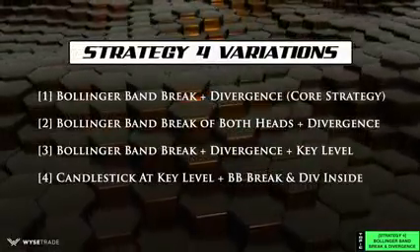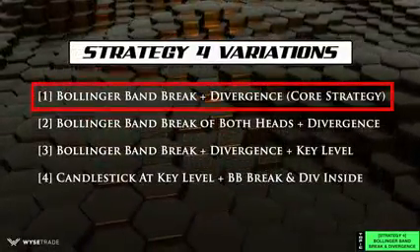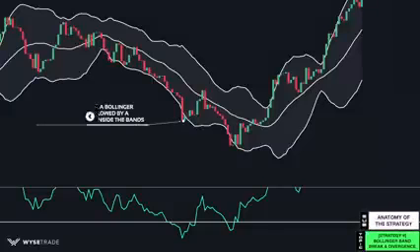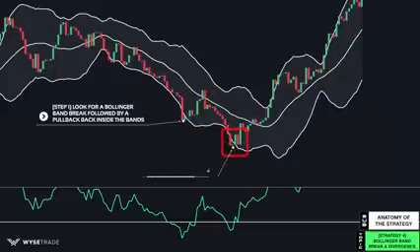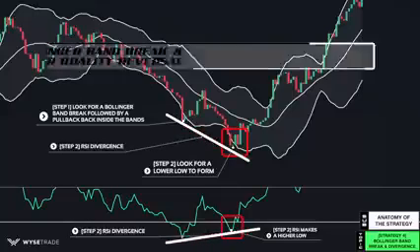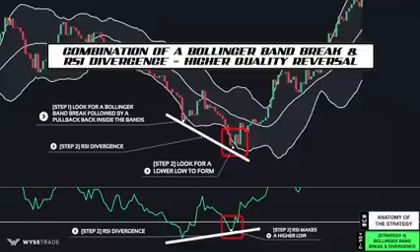So here are the 4 variations of the strategy, starting with the first, which is the core formula of this entire strategy. Step 1. You first look for a Bollinger Band break like this, followed by a pullback back inside. Then step 2. You wait and see if price makes a lower low like this, whereas the RSI makes a higher low, giving you an RSI divergence and signals a possible trend change. The combination of the Bollinger Band break and an RSI divergence makes this a higher quality reversal trade setup.